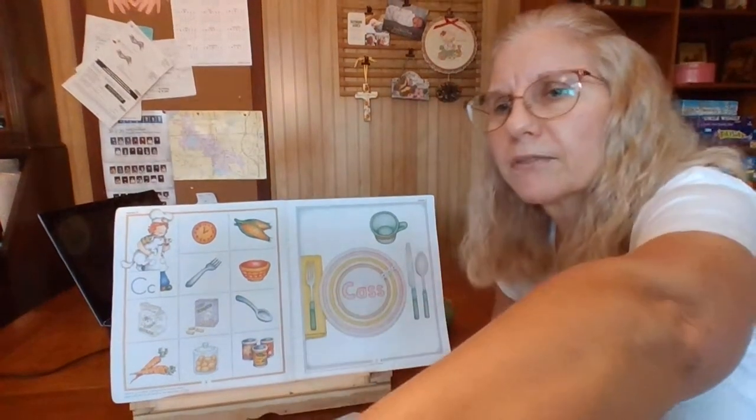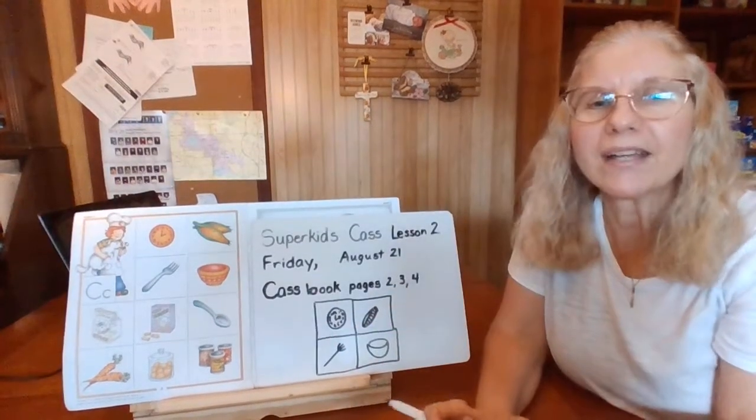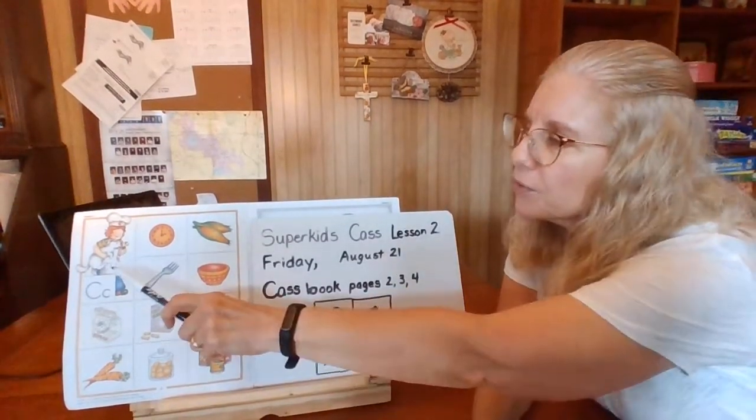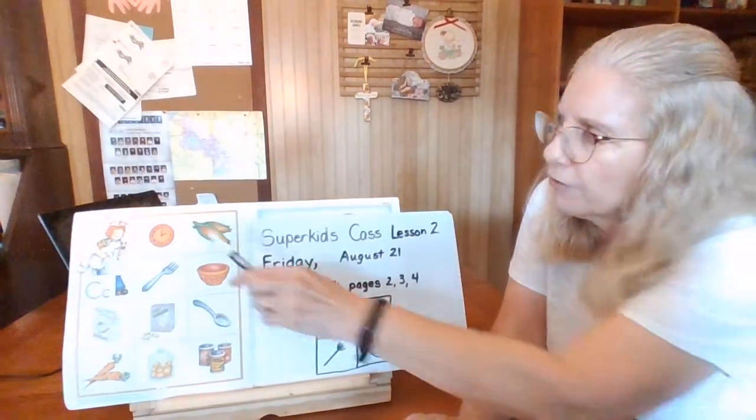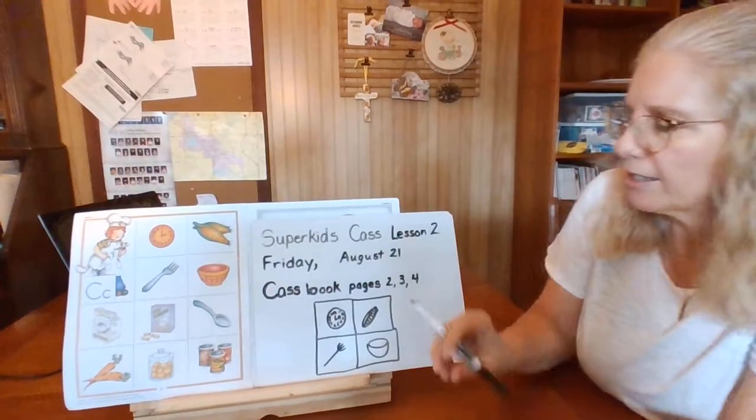I'll actually pause my video. Okay, let's get started again. So I hope you've circled Cass and traced the letter C. And now I drew the first four right here.